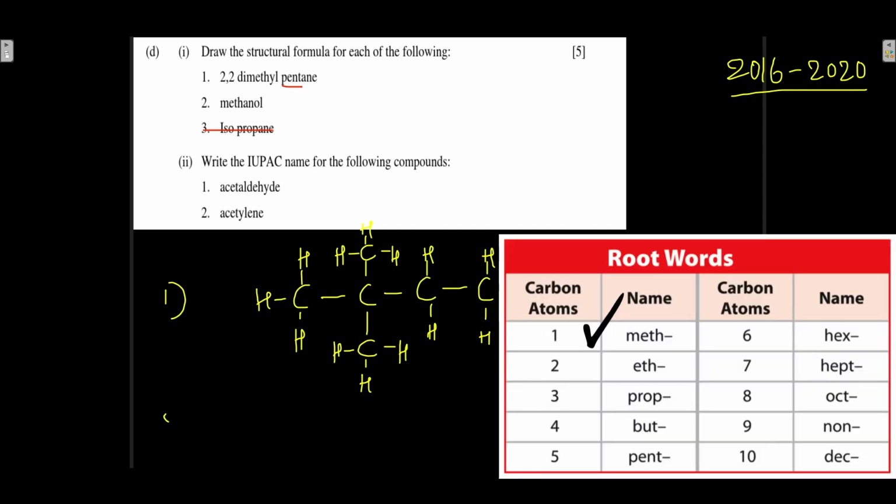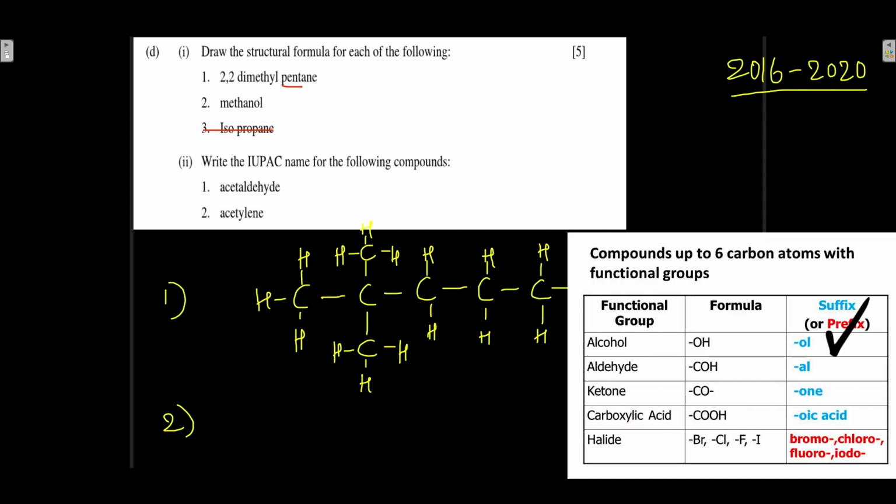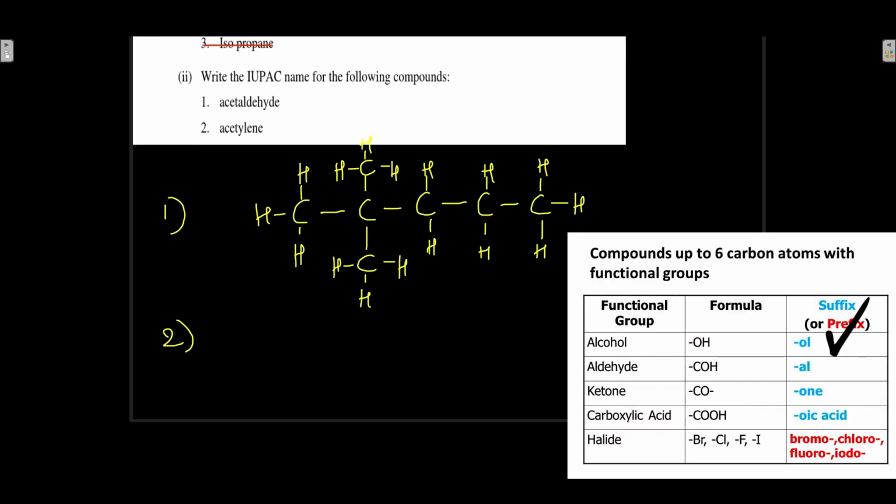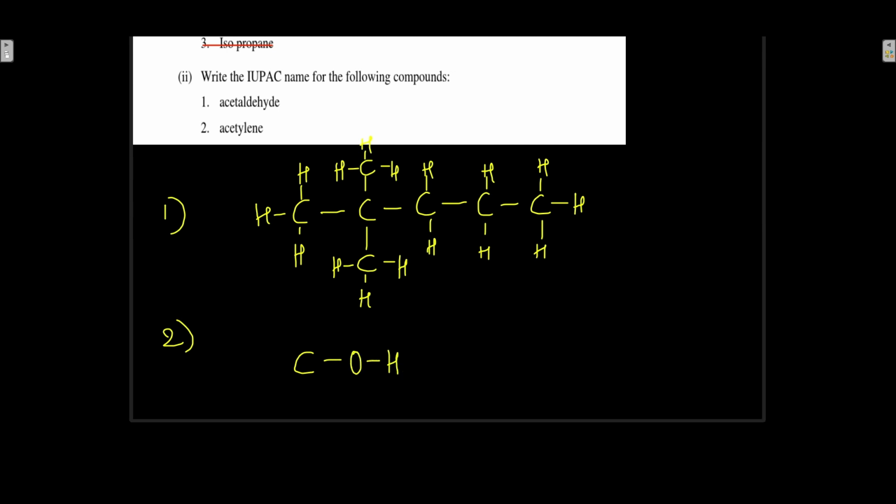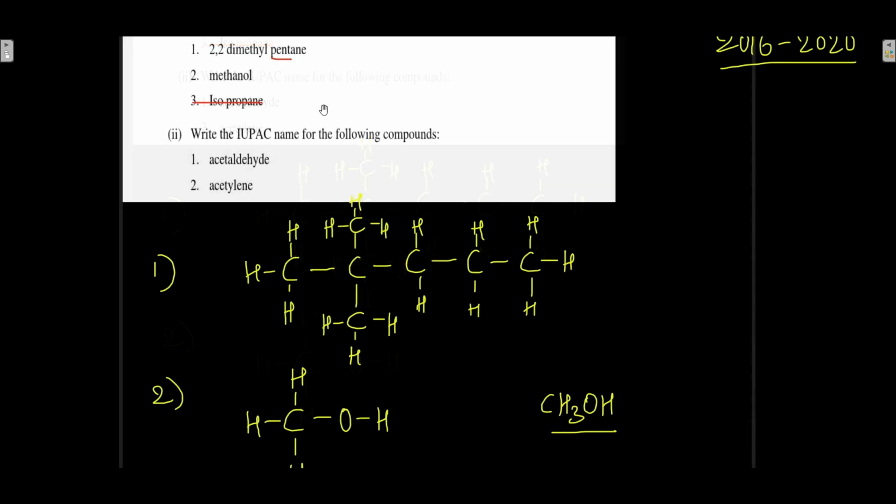Second one, methanol. Meth means 1, ane means single bond, ol means alcohol group. So 1 carbon with the OH alcohol group. Okay, done. The remaining valency you should satisfy with hydrogen. Let's go to the second question here.